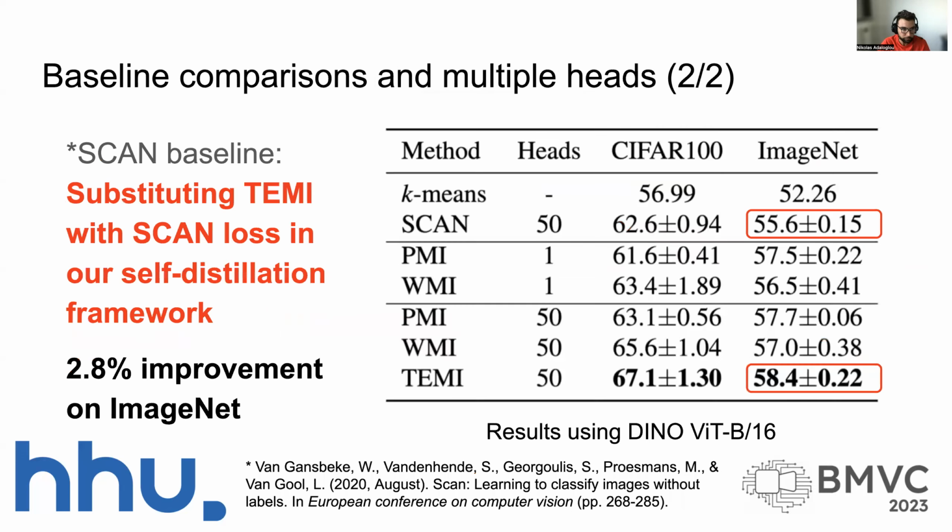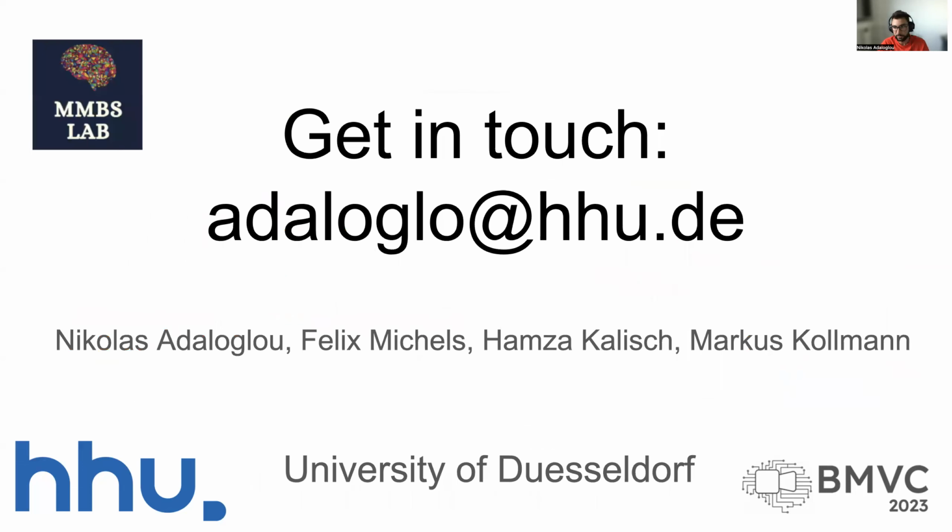We create another baseline by substituting our objective with a SCAN loss with the same hyperparameters in our self-distillation framework. And we also show a 2.8% improvement on clustering accuracy on ImageNet and significant improvements over k-means.